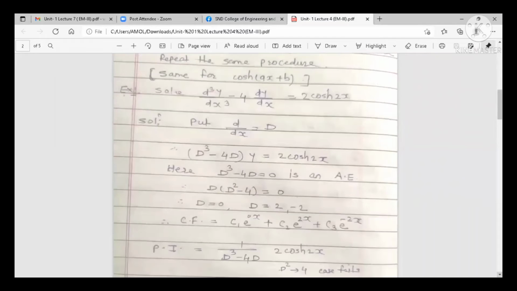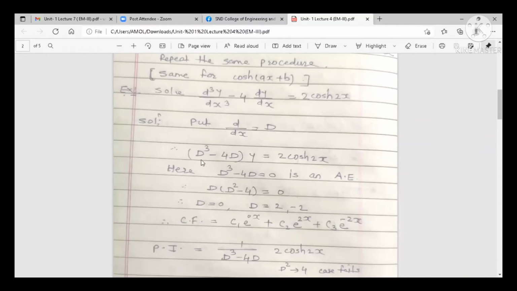Now the example: solve d cube y by dx cube minus 4 dy by dx is equal to 2 cos 2x. Here, first you reduce the differential equation. To reduce it, you use the substitution: put d by dx equal to D, and so d square by dx square is D square and d cube by dx cube is D cube. So your LHS reduces to D cube minus 4D, since d by dx is D. In both terms y is common, so you take it common. The RHS stays as it is, 2 into cos 2x.